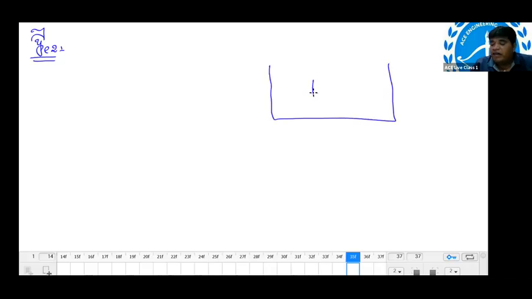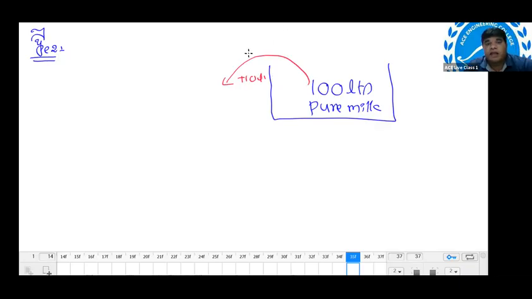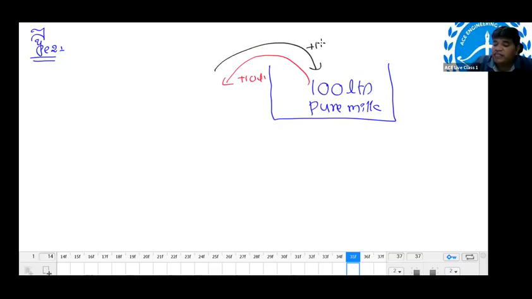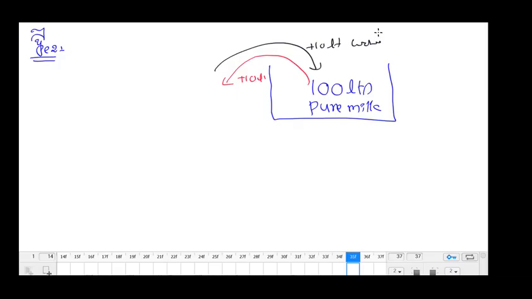A container having 100 liters of pure milk, from which you removed 10 liters of the milk. Then immediately 10 liters of water added. Now the container has how many liters of quantity? Same, sir, 100. Yes, excellent.